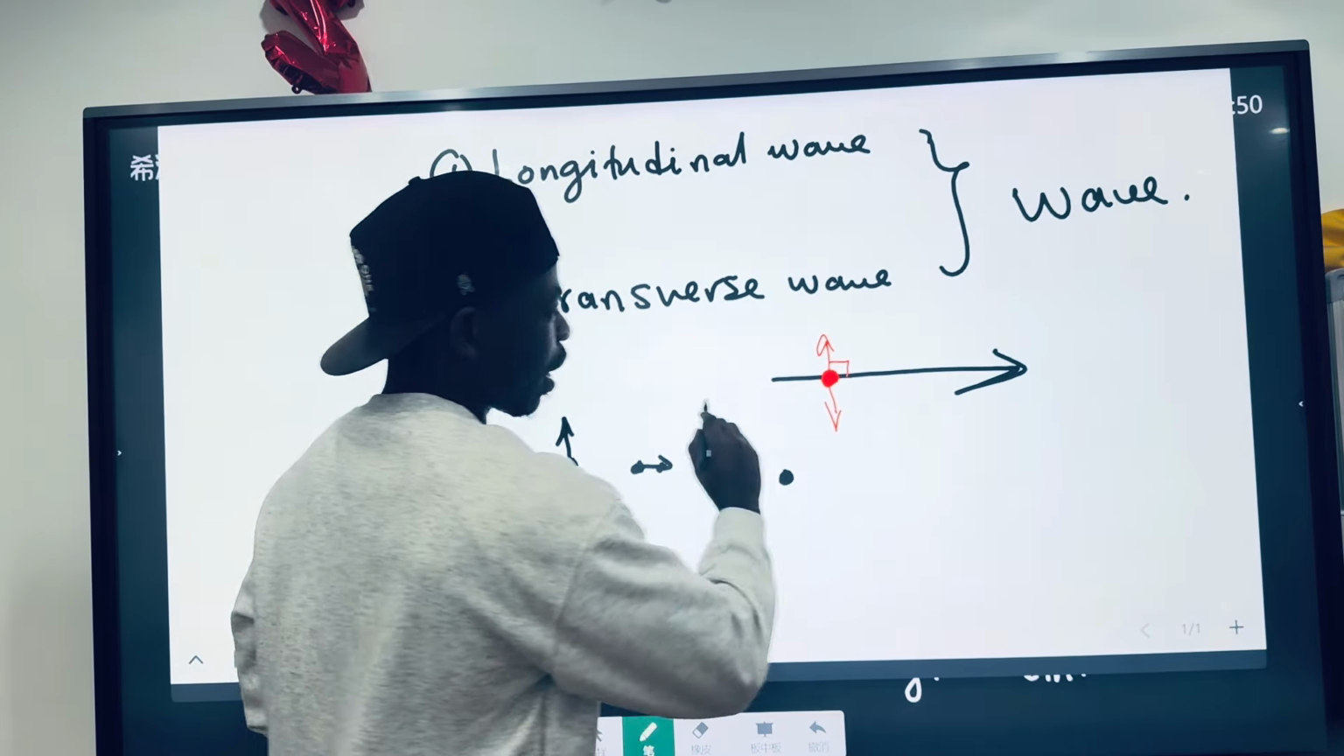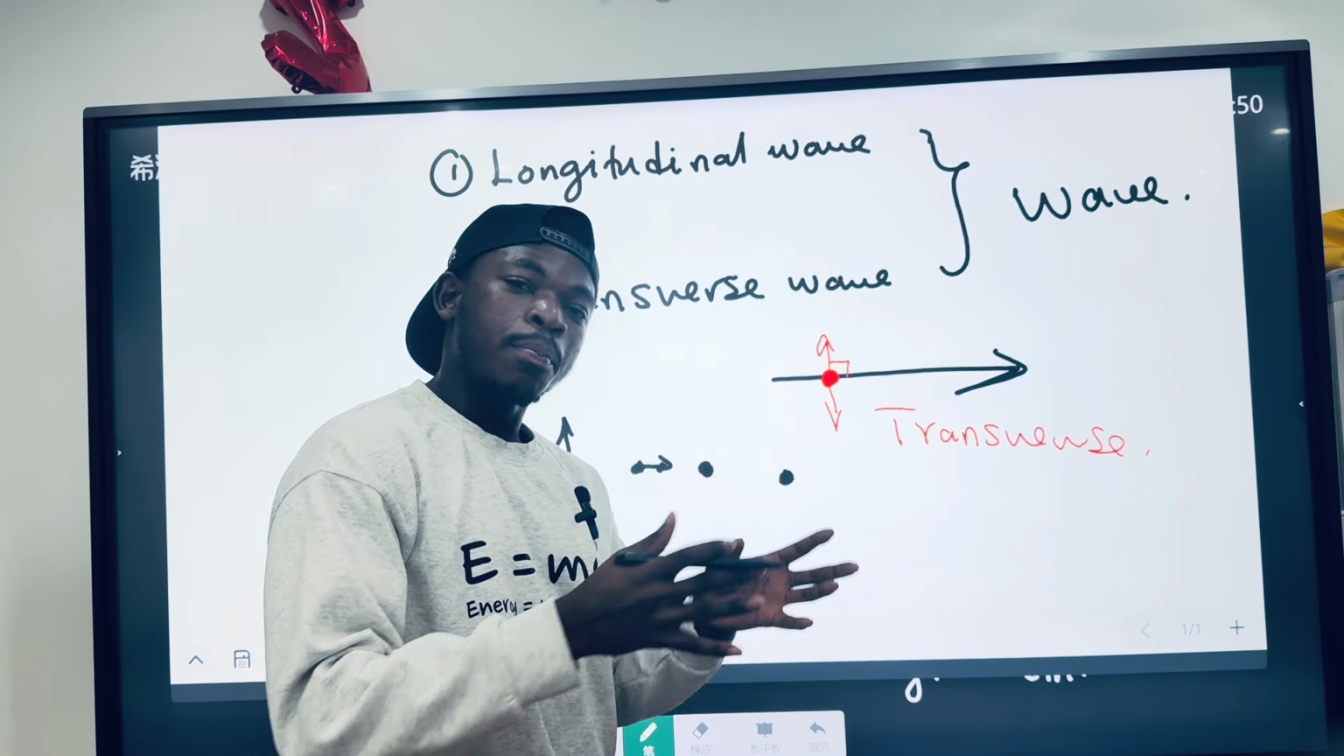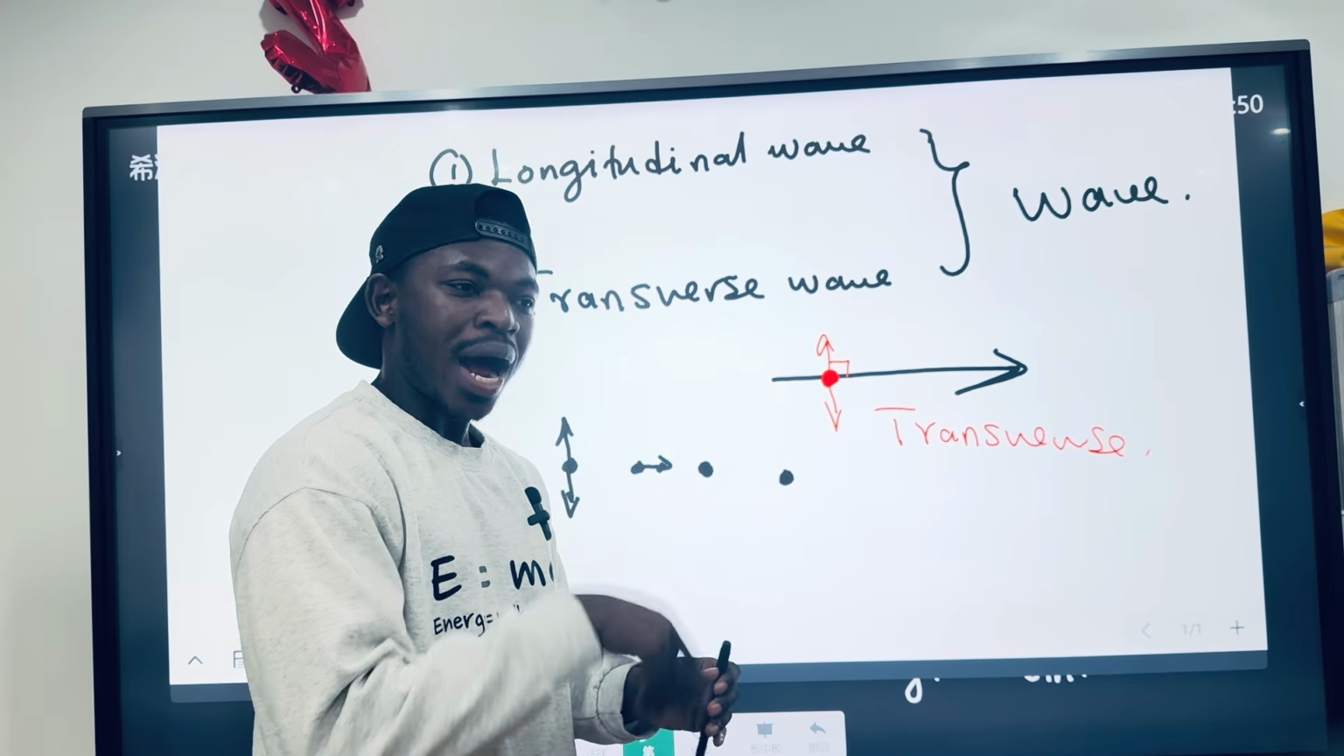Okay? So what do we have here? Transverse. A transverse wave is a type of a wave where the particles of the medium vibrate perpendicular or at right angles to the direction of the wave. That is what we call a transverse wave. Examples of transverse waves include water wave.